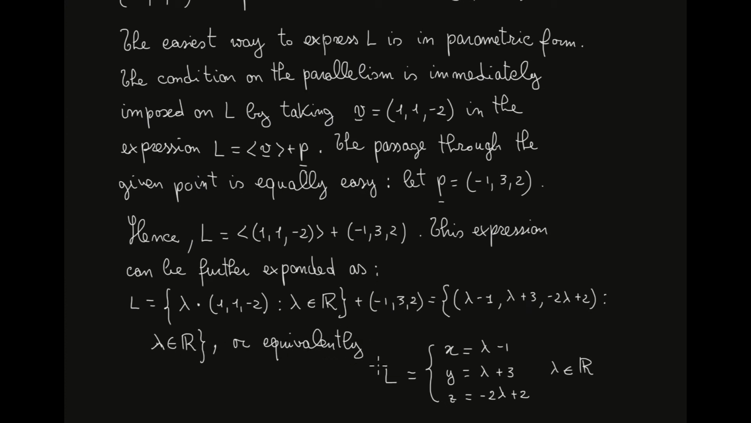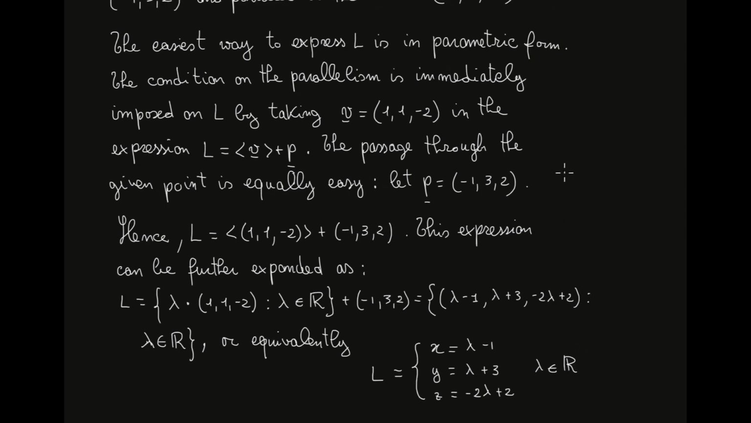Or equivalently, this is a more commonly used parametric expression for a line. L equals, so we open a curly bracket because these conditions must hold simultaneously. The x-coordinate of a generic point in L has to be of the form lambda minus 1. The y-coordinate lambda plus 3. And the z-coordinate negative 2 lambda plus 2, where lambda ranges in R.